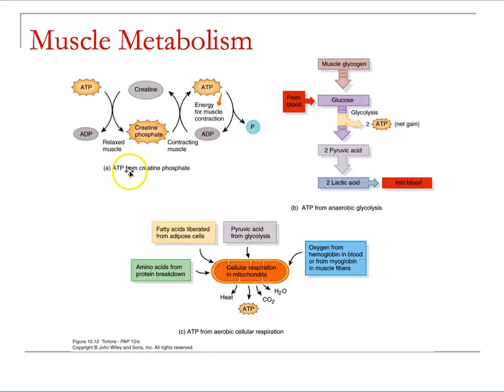Up in the front, the top here, in part A, is ATP from creatine phosphate. And in times of plenty, meaning you're sitting right now, pretending to pay attention to what I'm saying, you have lots of ATP that can donate a phosphate to creatine. And creatine is a breakdown product for normal metabolism, and what it does is it stores it temporarily.